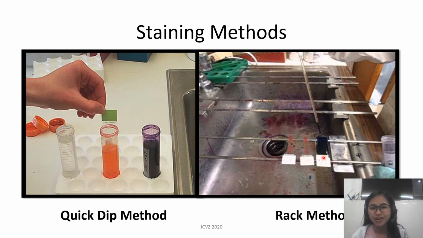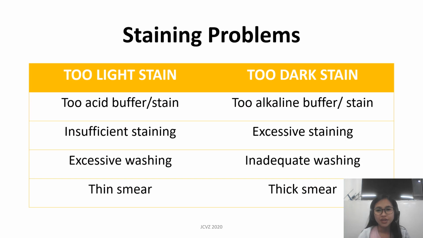Okay. So what are the staining problems that a medical technologist will encounter when he or she stains peripheral blood films in the hematology laboratory? So we have two major categories. You have too light stain and too dark stain.